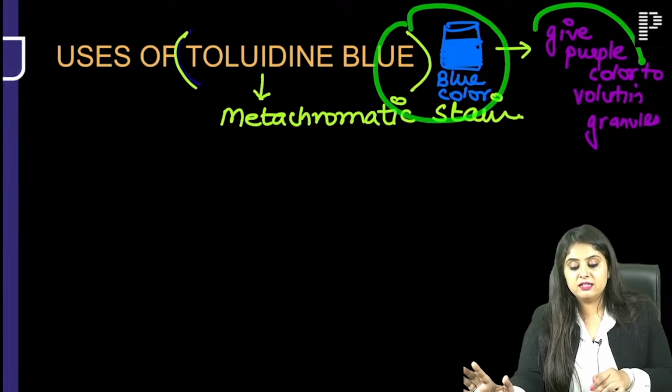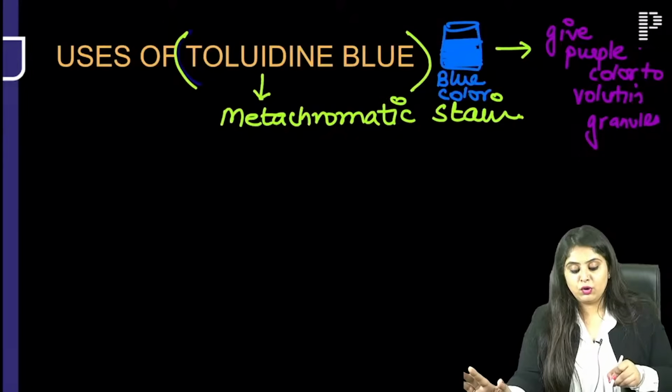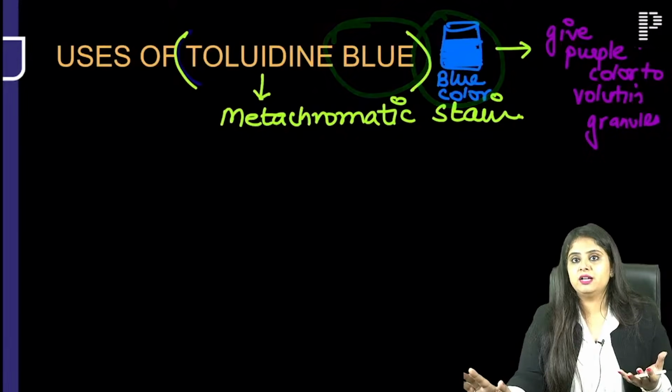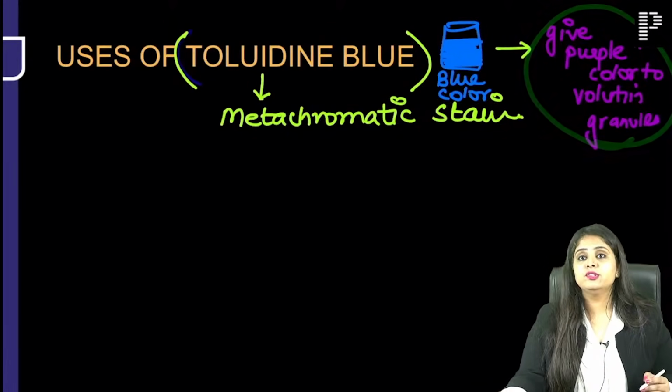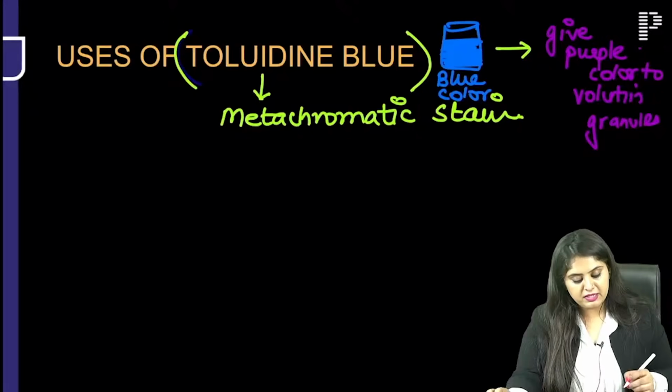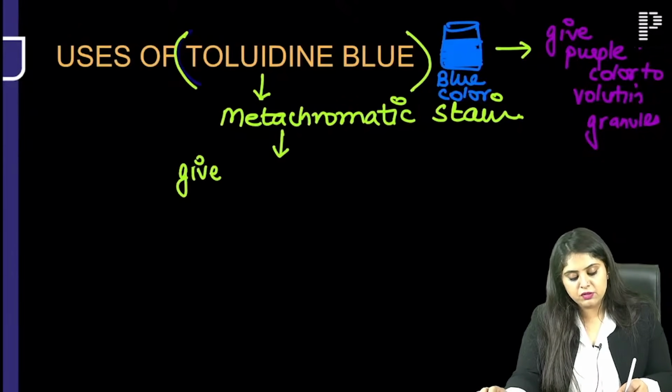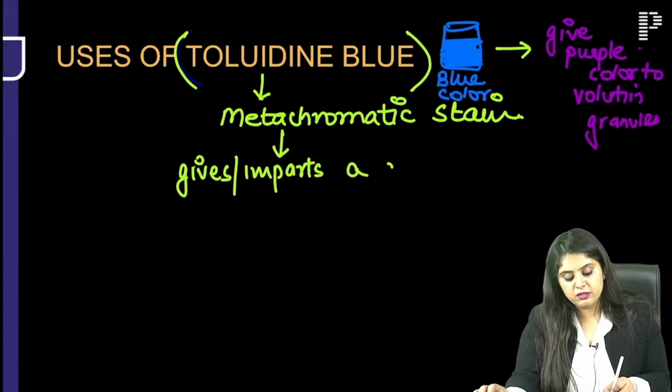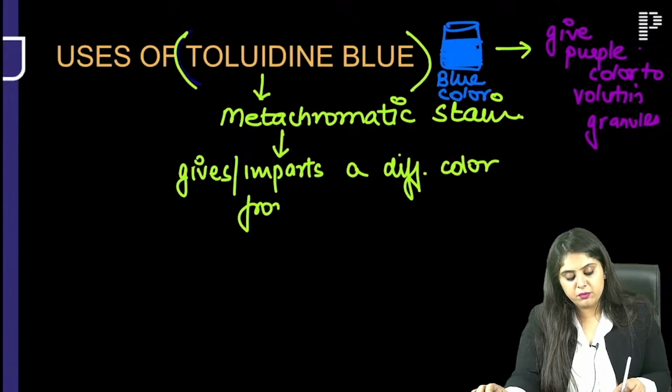They will have one color. They will show one color. So toluidine blue actually is blue in color, but it shows what? It shows purple color. So please remember, the definition of metachromatic stain is it gives or imparts a different color from the original color. It imparts a different color from the original color. That is a metachromatic stain.